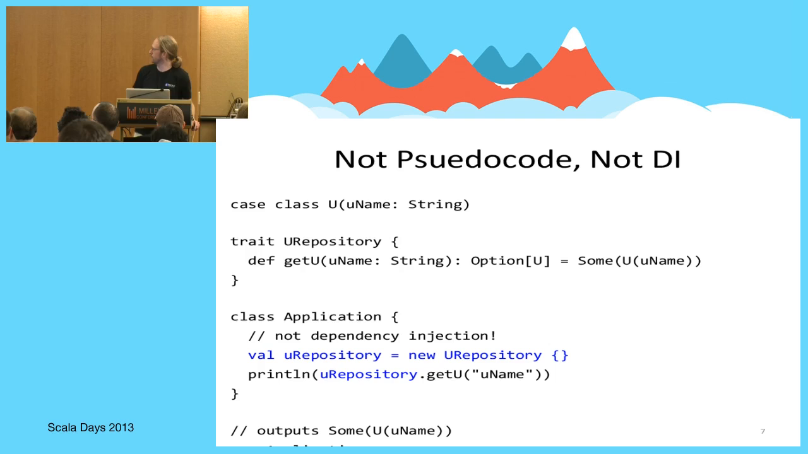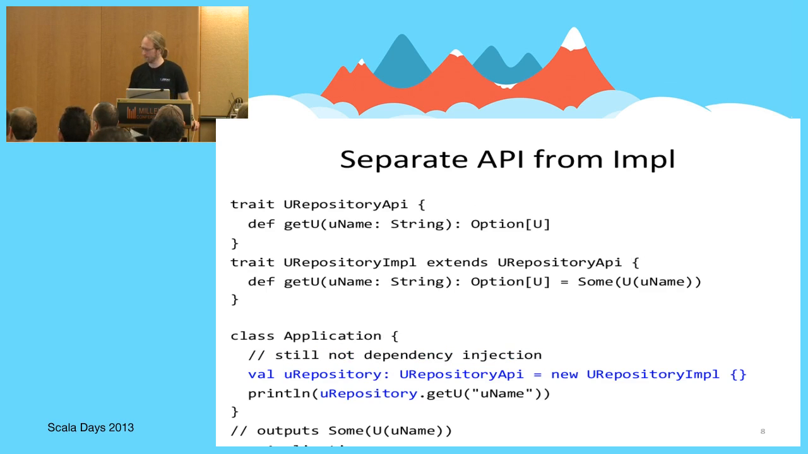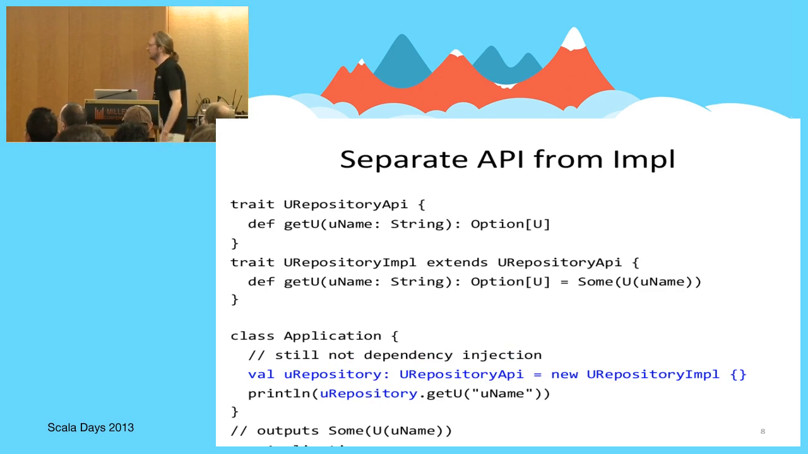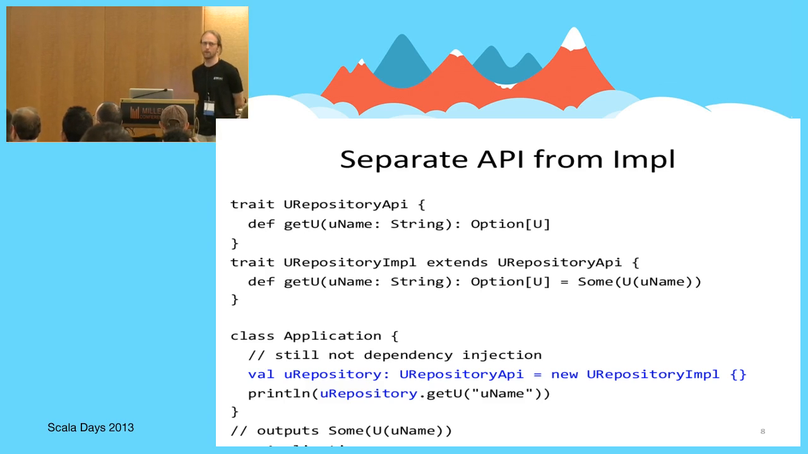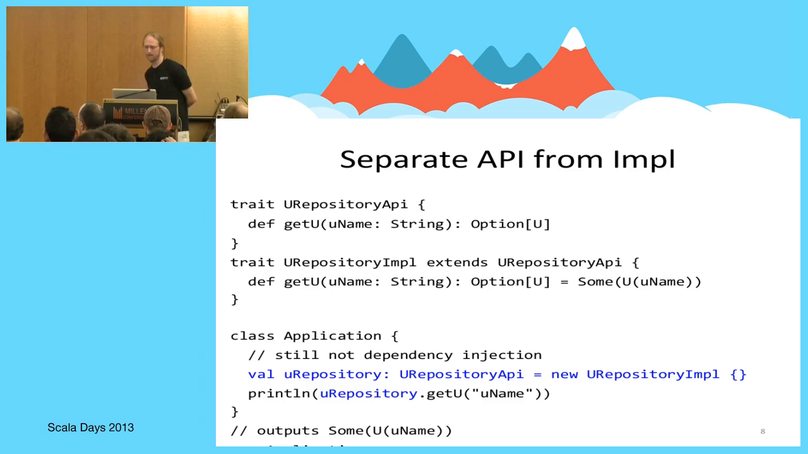What I'm going to do is replace this single trait U repository with 2. The first one is the API, and the second one is the Impl. The first one reproduces the signatures for the method, but the method getU is abstract. There's no method body there. And we get that in our default implementation. So great. Now I can type my U repository correctly.